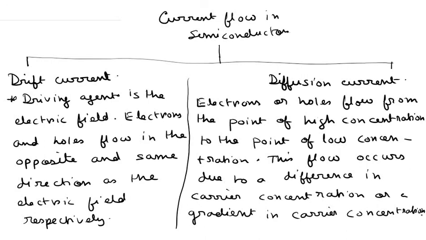Okay, so this is known as the diffusion current, and why it is known as the diffusion current is because carriers diffuse from the point of high concentration to the point of low carrier concentration. So that is why this is known as diffusion current. Here, the driving agent of current flow is basically the concentration gradient of carriers, or the concentration difference of carriers. Concentration difference or concentration gradient of carriers means spatial difference or spatial gradient. So there should be a spatial difference in carrier concentration, or a spatial gradient in carrier concentration.